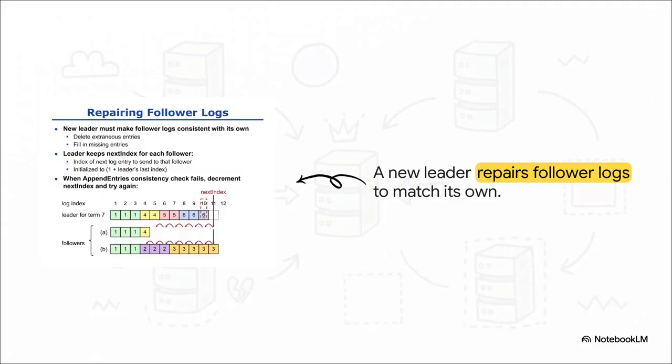Okay, so we have a new leader. Congrats! What's its first order of business? Well, it's gotta clean house. Its first job is to fix any inconsistencies it might find in the followers' logs. It does this by finding the last log entry where its log and a follower's log agree. And from that point forward, it just forces the follower's log to match its own, deleting any entries that conflict and adding any that are missing. The leader's log is always the source of truth.